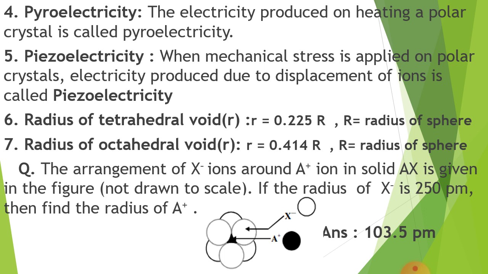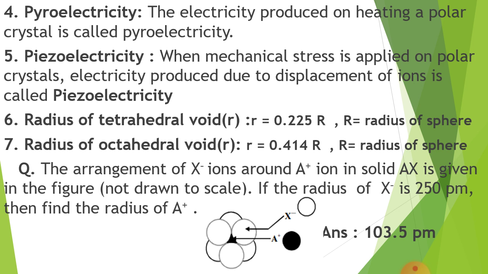Next, fourth point, pyroelectricity. Here the word pyro means heat. That's why the electricity produced on heating in a polar crystal is called pyroelectricity. Fifth, piezoelectricity. Here the electricity is produced by mechanical stress. Hence, when mechanical stress is applied on a polar crystal, electricity is produced due to displacement of ions. That's why it is called piezoelectricity.